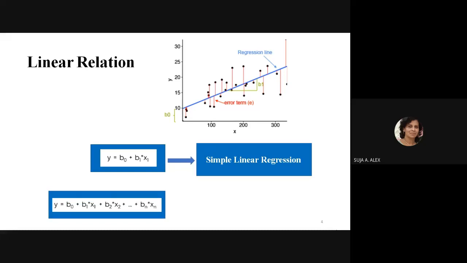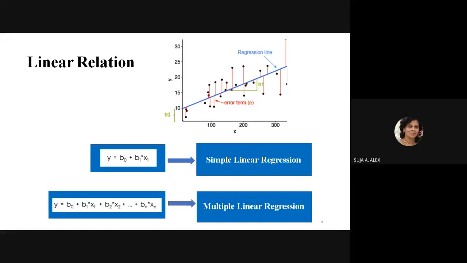Now the second equation is for multiple linear regression, y equal to b0 plus b1 x1 plus b2 x2 up to bn xn. Here the parameters are b0, b1, b2 up to bn. b0 is the intercept and all the other parameters b1 to bn are called coefficients. x1, x2 up to xn are called independent variables. So from this equation we could see that the equation has n number of independent variables. So only it is called multiple linear regression analysis.